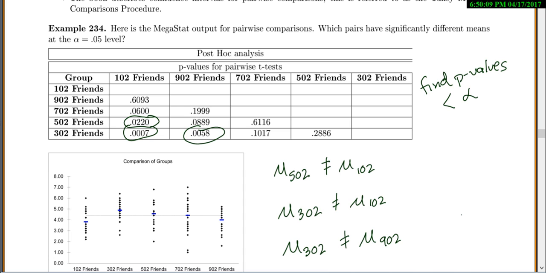Let's look at our little dot plot over here. So notice that 102 seems to be kind of different. Oh, that's probably because 102 is pretty low. And so it's going to be different from 3 and 5 because they're a little bit higher. But it's not too different from 7 or 9. And then the 3 is really high, the 9 is kind of low, so they're statistically different as well.